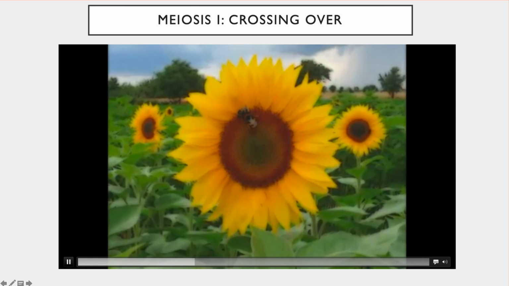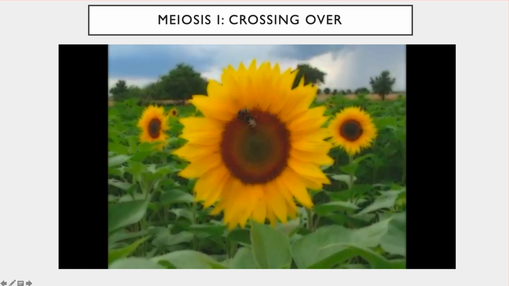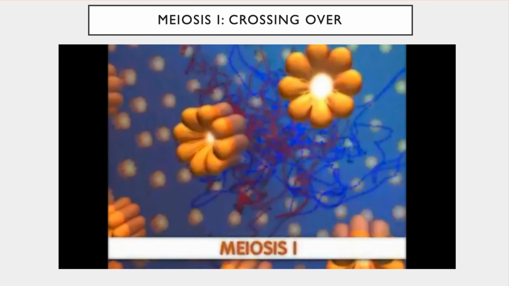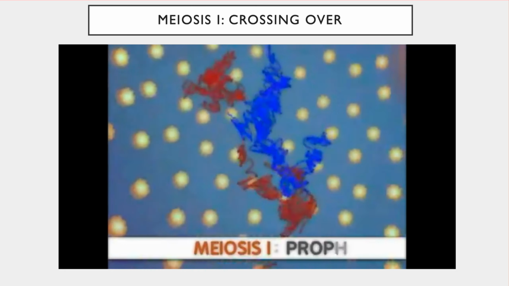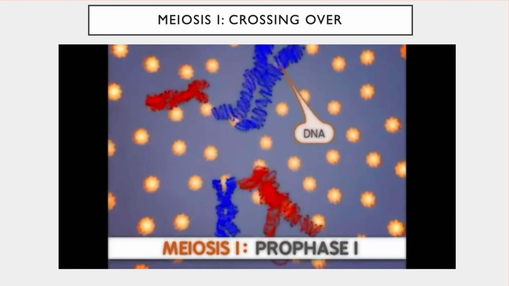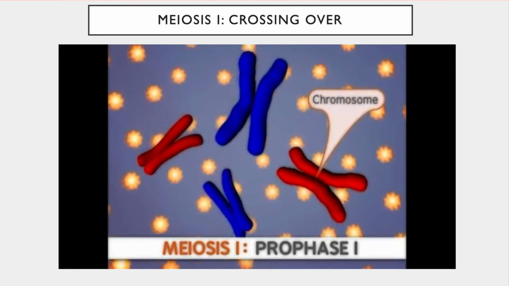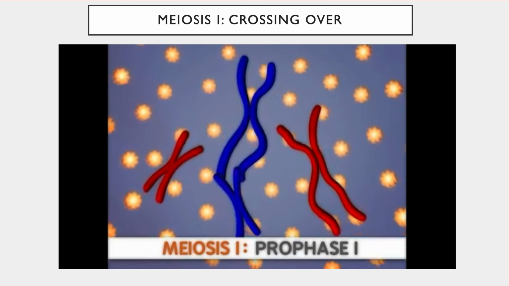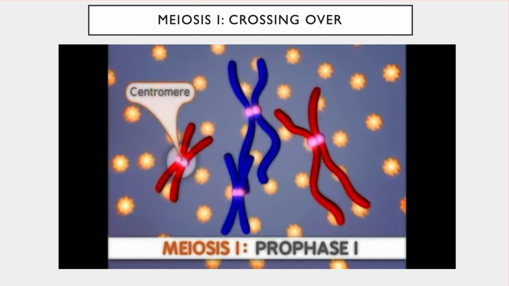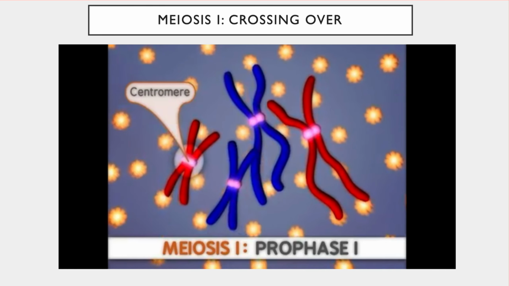Let's look more closely at each of the division events. Meiosis begins with prophase 1. In this stage, the DNA condenses to form chromosomes. Here we see the duplicated sister chromatids joined together at the centromere. They stay fused at the centromere throughout meiosis 1.